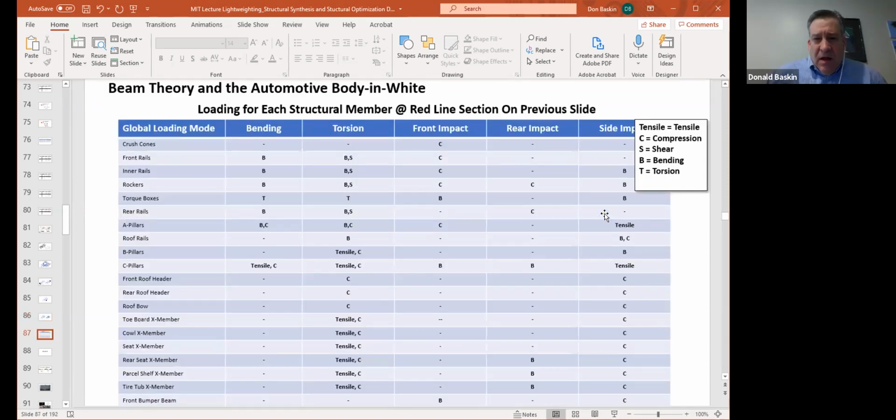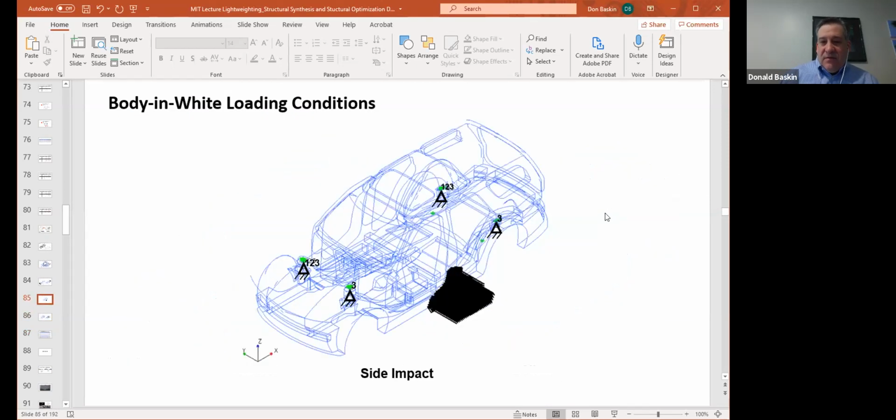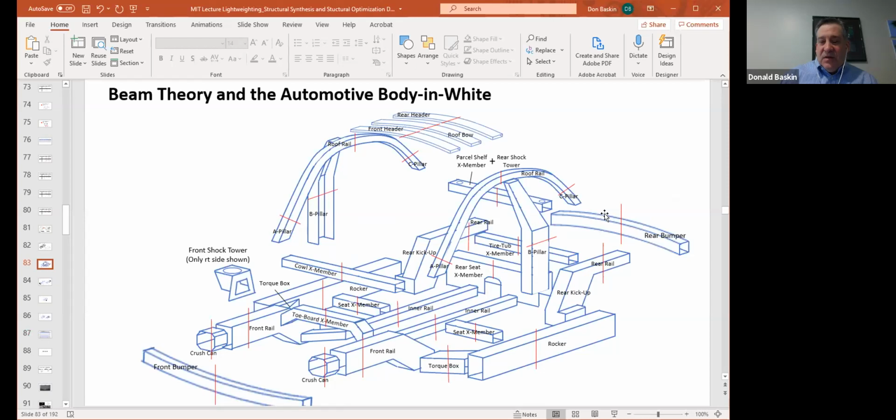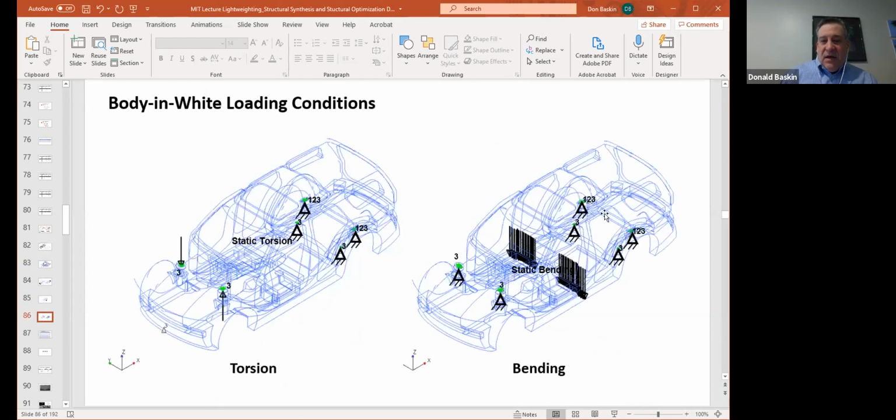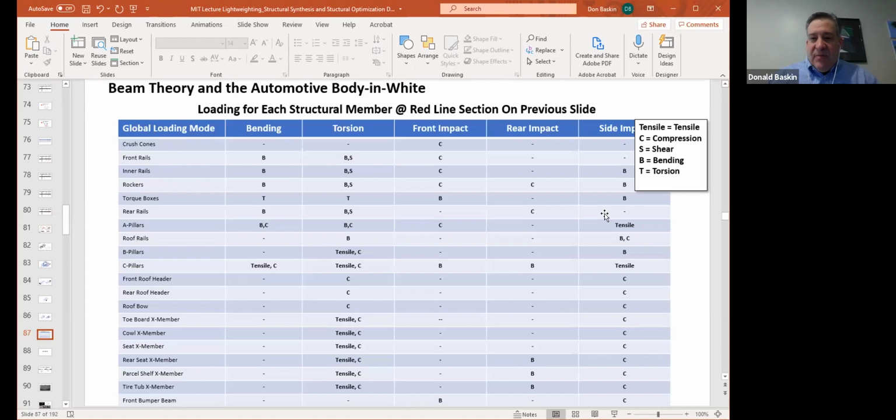Okay, so the next thing we can do is look at these five global loading modes: bending, torsion, front impact, rear impact, and side impact, and then begin to look at what the mode of loading is in the structural members that we drew in this schematic here, and the results from this table.